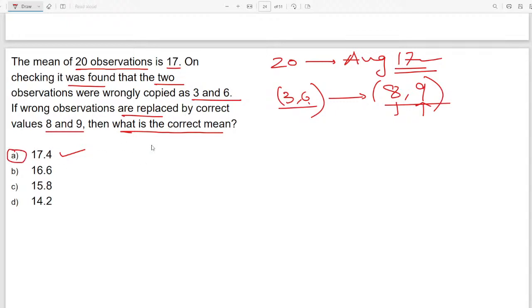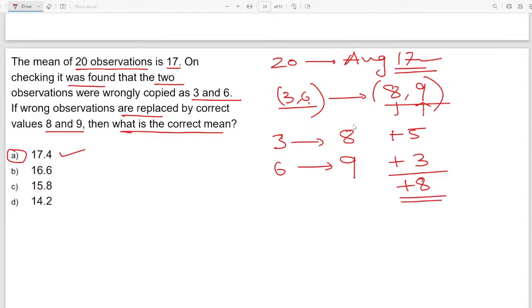You don't even have to calculate anything here. If you want to calculate, you can, but since both the values are more than the earlier values, 3 should have been 8, 6 should have been 9. So the excess is plus 5 and plus 3. So the total excess is plus 8. And since the numbers are actually more, the average should have been higher than the old average. There is only one answer which is higher than the old average, that is 17.4.